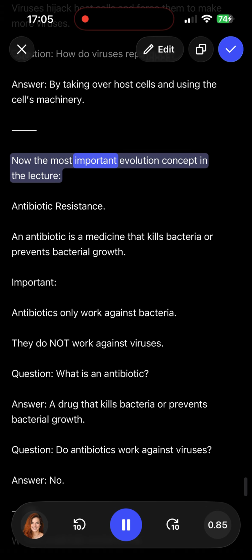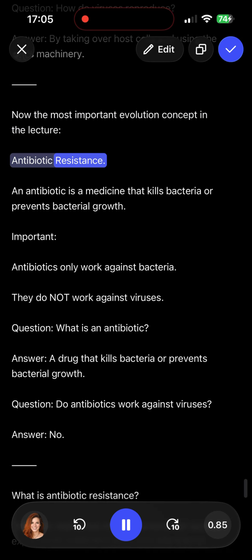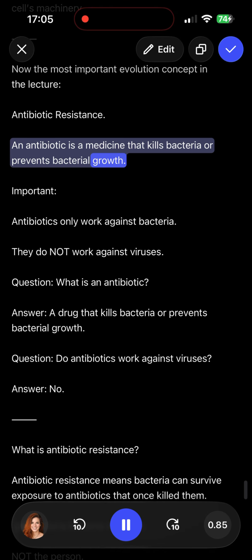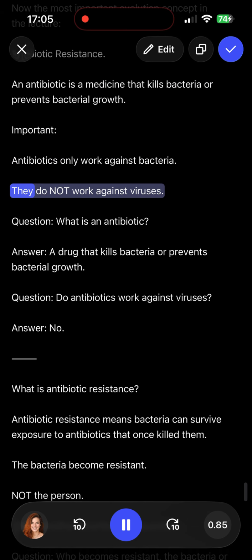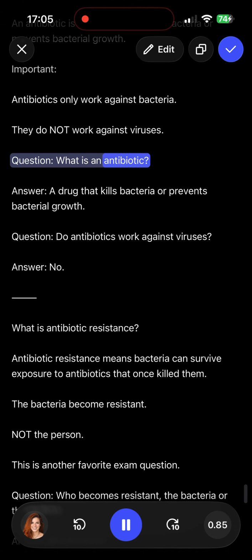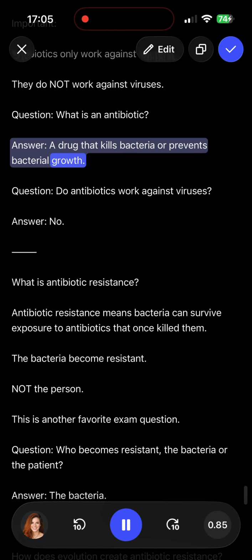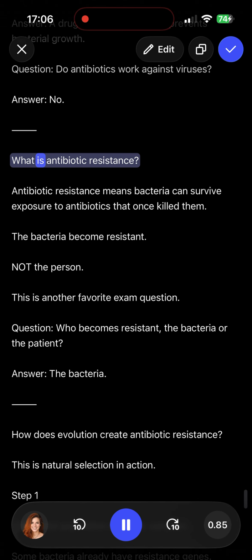Now the most important evolution concept in the lecture. Antibiotic resistance. An antibiotic is a medicine that kills bacteria or prevents bacterial growth. Important. Antibiotics only work against bacteria. They do not work against viruses. Question. What is an antibiotic? Answer. A drug that kills bacteria or prevents bacterial growth. Question. Do antibiotics work against viruses? Answer. No.